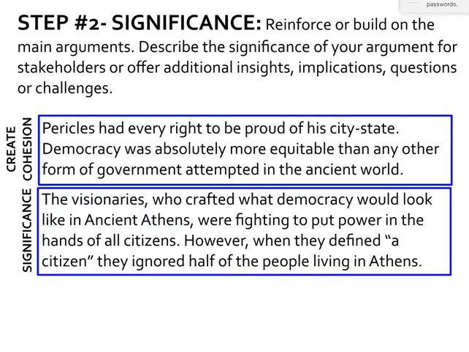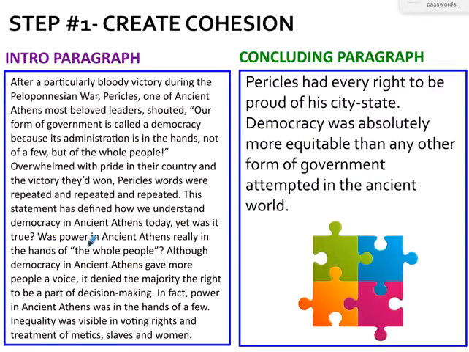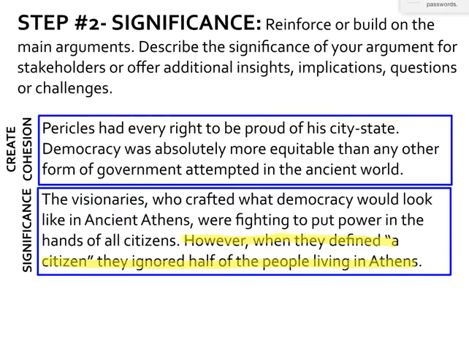One of the things I want you to notice here is that I am reminding the reader of my central claim without actually restating it. So remember that my central claim was this, that power in ancient Athens was in the hands of a few. That's my big umbrella statement. So rather than saying it word for word, I'm kind of getting back to it without saying it directly. So I said, however, when they defined a citizen, they ignored half of the people living in Athens.